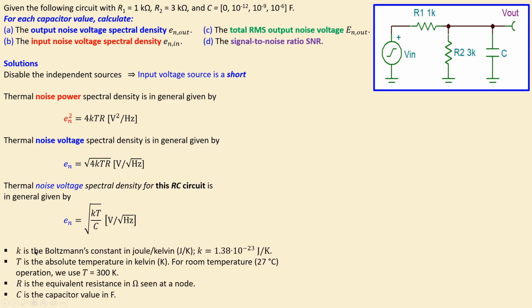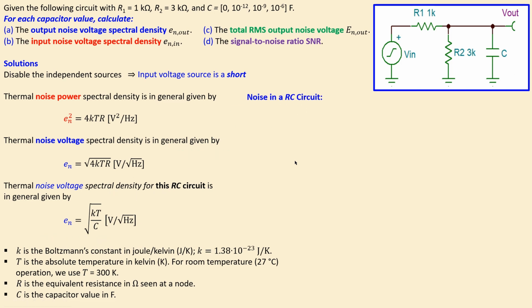Now again, the parameters in summary here: k is the Boltzmann constant, which has a value of approximately 1.38 times 10 to the power minus 23 joules per kelvin. T is the temperature, in this case the absolute temperature given in kelvins, and for room temperature operation, let's say 27 degrees, T will be approximately 300 kelvin. R is the equivalent resistance seen at a node given in ohms, so for example at this node, if you're interested in the output. And C is the capacitor value in farads. So that's actually the capacitor we have in our circuit.